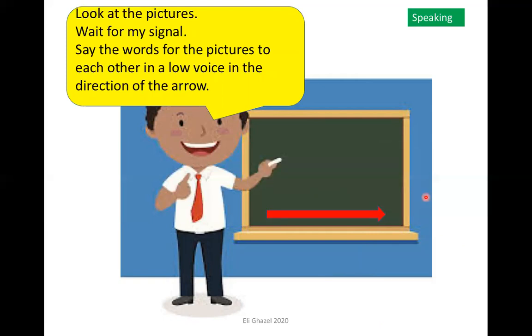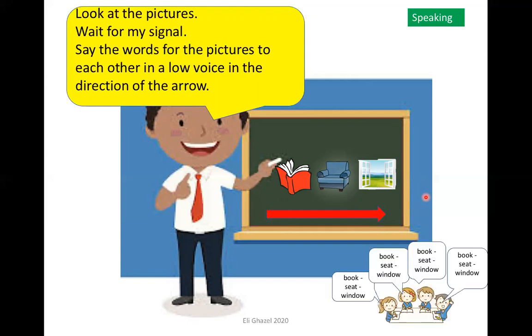Then you do it again. You put the first picture, and remember to signal to them or to make a gesture with your hand. Don't say anything. And now you give a signal for them to speak, and they will go book, seat, window.